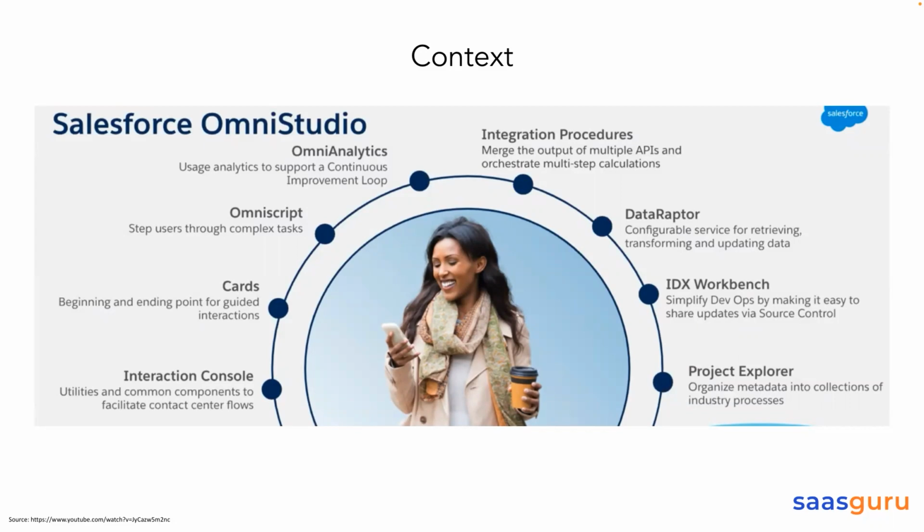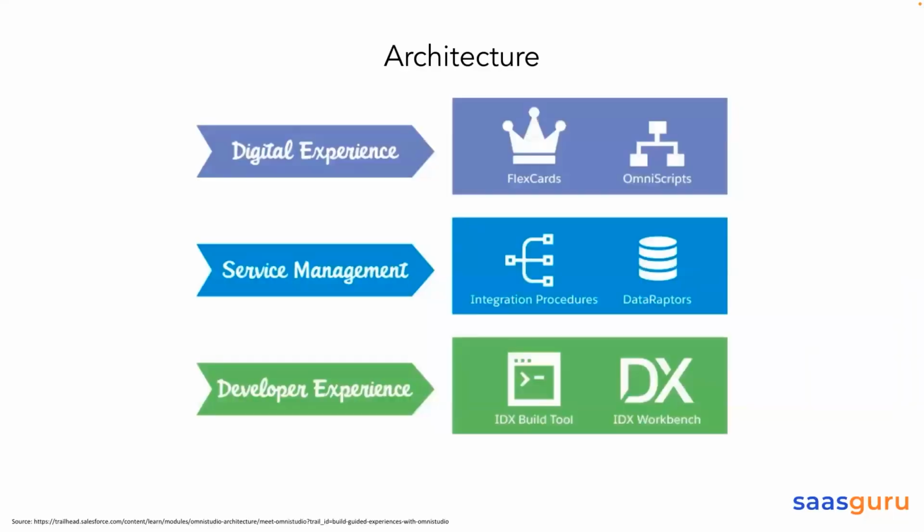So it allows business consultants and business people to do a lot of things manually and frees up time for the developers. Now, the architecture of OmniStudio has 3 layers. We have the digital experience, which is the part that the user sees, the user interaction. We have service management and developer experience. We're going to talk about the first 2, which is the digital experience and service management. We will focus on FlexCards and OmniScripts, as we said.